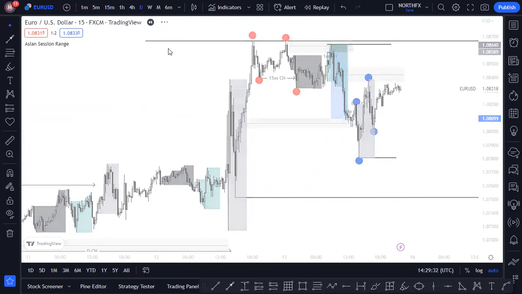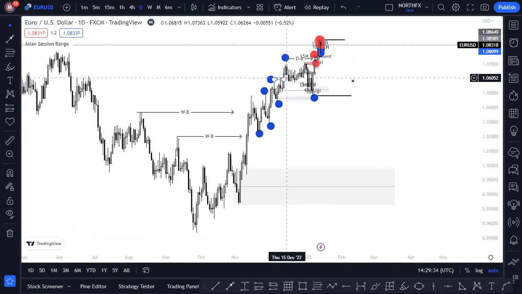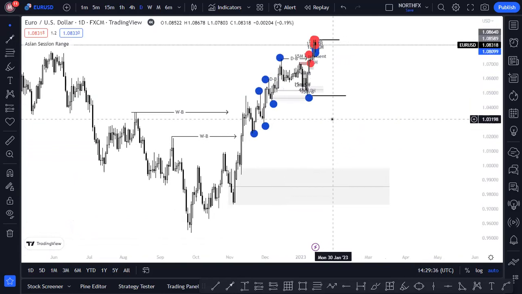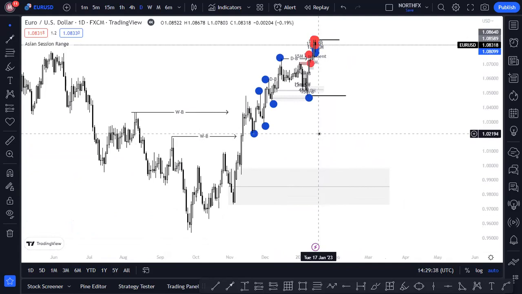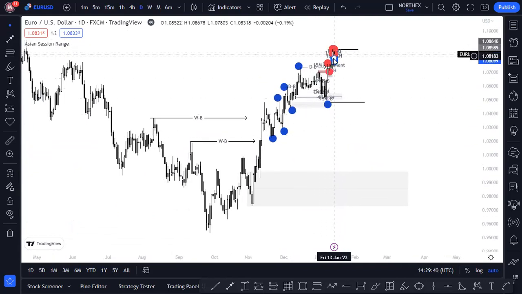But I'm so confident, and I'm willing to take the risk. This is not financial advice, of course, right? But I'm willing to take the risk of taking shots all the way back to the extreme part of this daily demand zone, right?